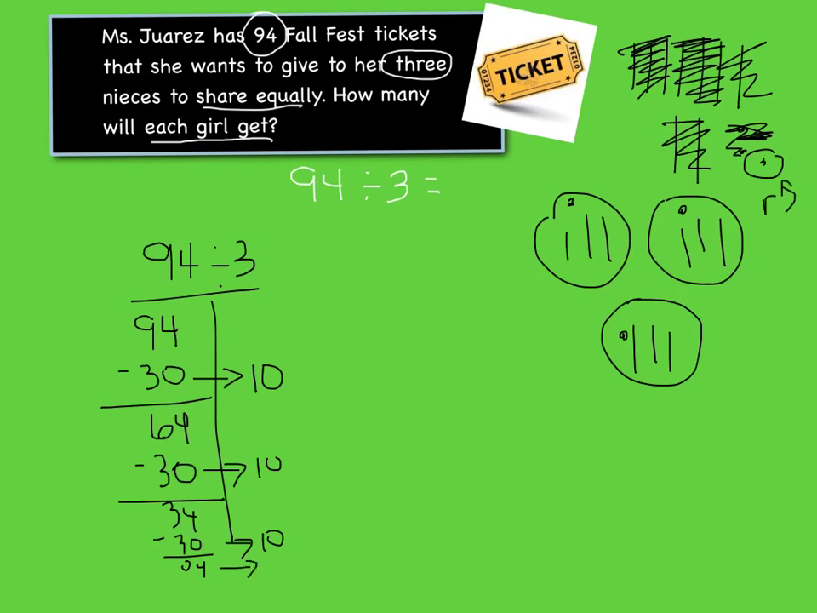And each girl, don't forget with your repeat subtraction to show how many each girl gets. So if I add up all of my partial quotients, I have 10, 20, 30, 31, and so does my model show that. So 94 divided by 3 is 31, and there will be a remainder of 1 ticket left over. Perhaps the 3 of them could do something together with that 1 ticket.